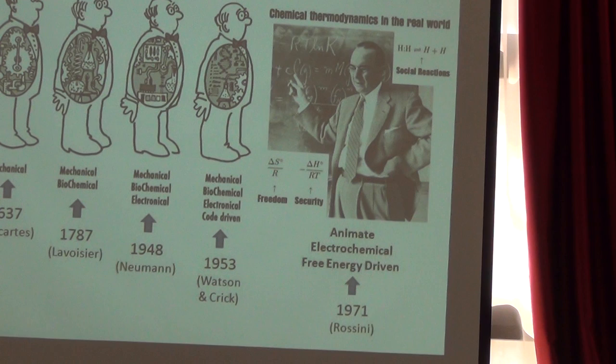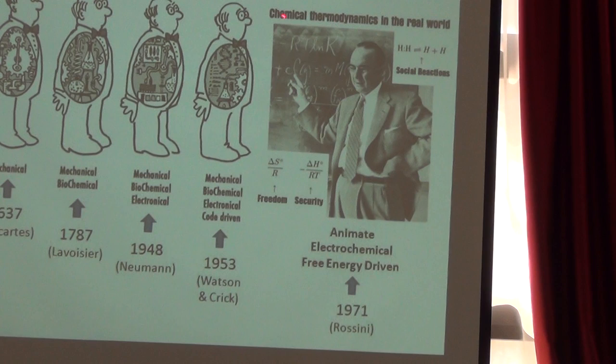Lewis, they're all on the list I gave you, Lewis in turn had a PhD student, Rossini, who wrote the second thermodynamics textbook after Lewis in 1950, called Chemical Thermodynamics. In 1971 he won the Priestley Medal and he gave a lecture called Chemical Thermodynamics in the Real World. So if you want to model sociology or economics in terms of real world modeling, you're going to have to use chemical thermodynamics.